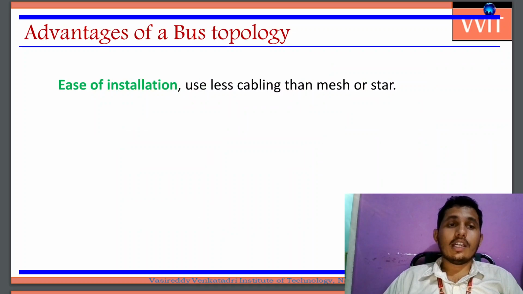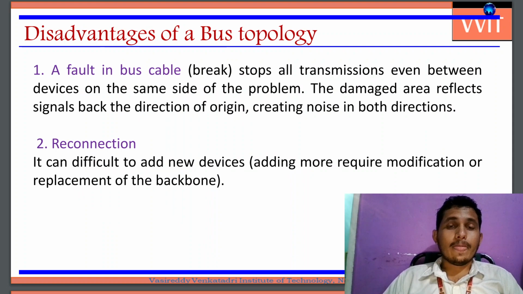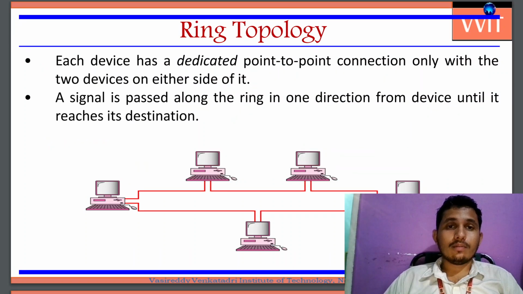Advantages of a bus topology are ease of installation and less cabling than mesh or star. However, there are some disadvantages too. A fault in the bus cable stops all transmissions, even between the devices on the same side of the problem. The damaged area reflects the signal back in the direction of origin, creating noise in both directions. Reconnection is difficult, and adding new devices requires modification or replacement of the backbone.